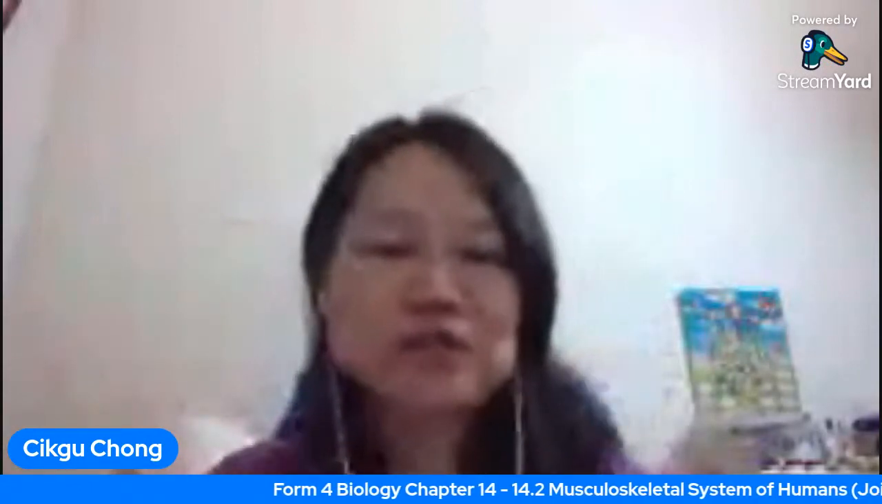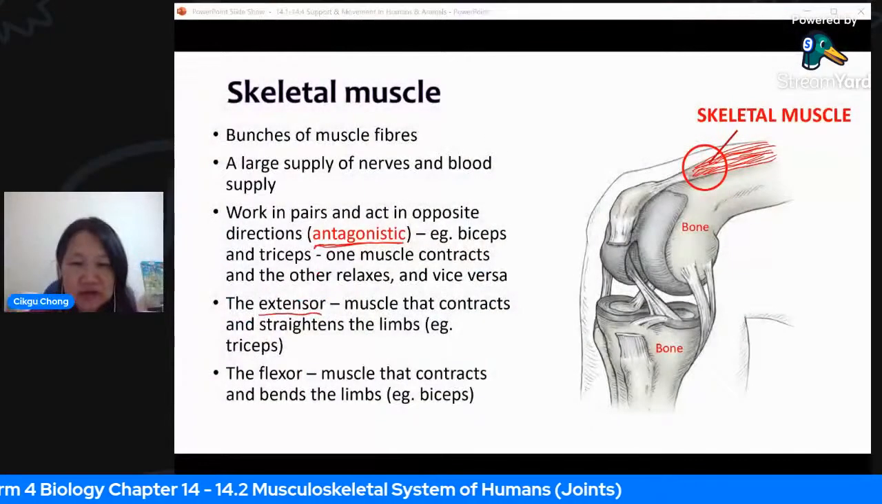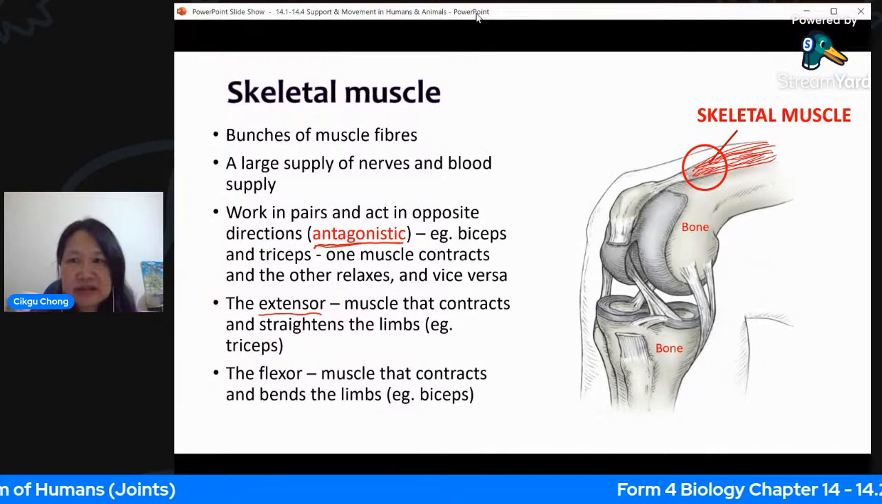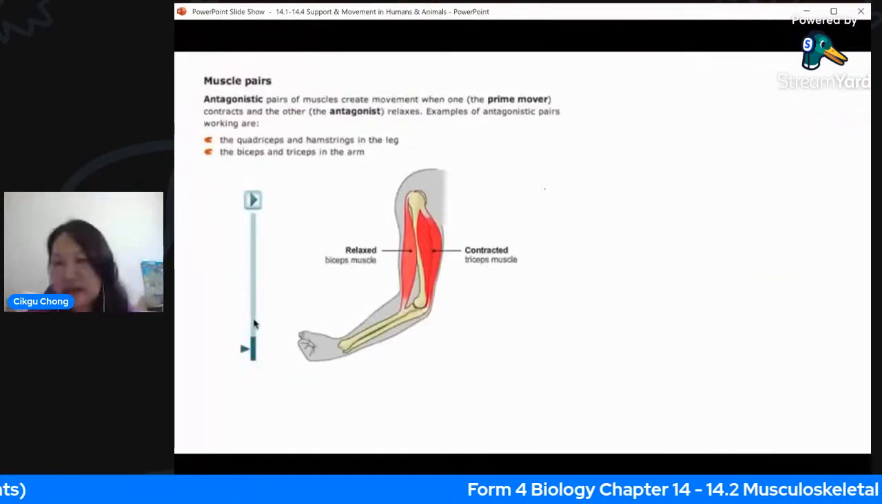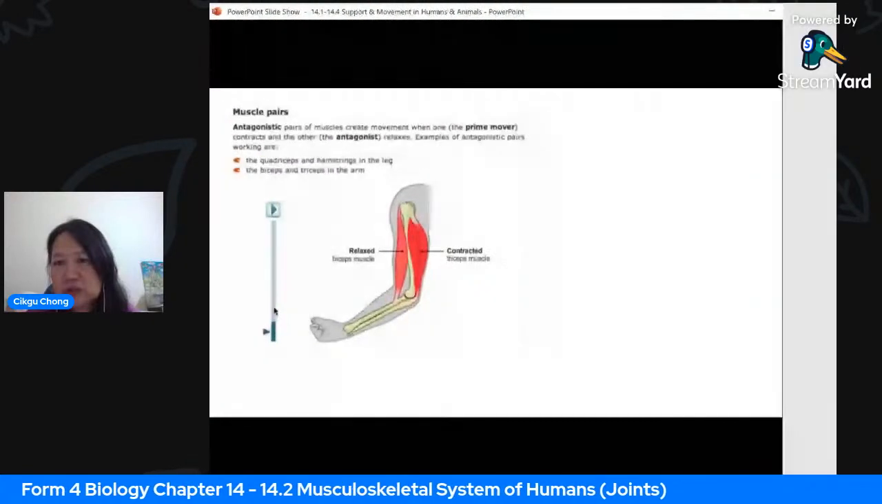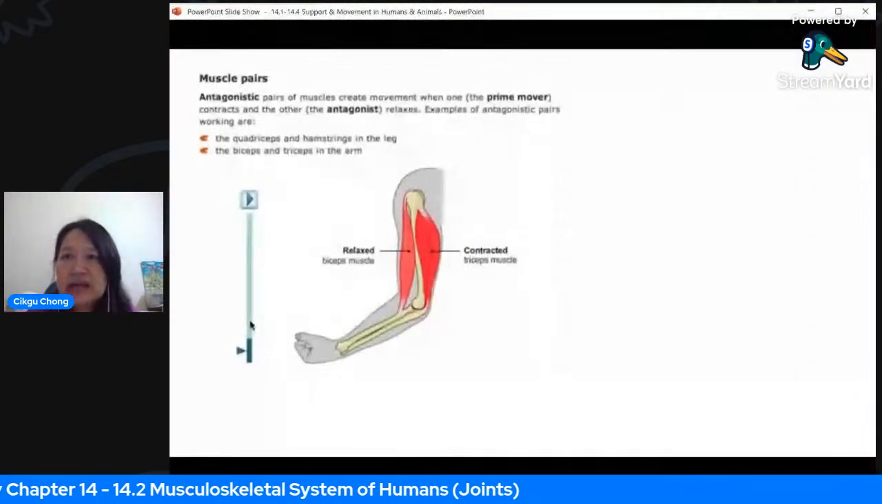Okay, now I'm going to show you the diagram. Hopefully it'll be clearer after you see the diagram. Go to the next slide. Now look at this. This is an animation, so I will repeat the animation. I'm going to look at this one.